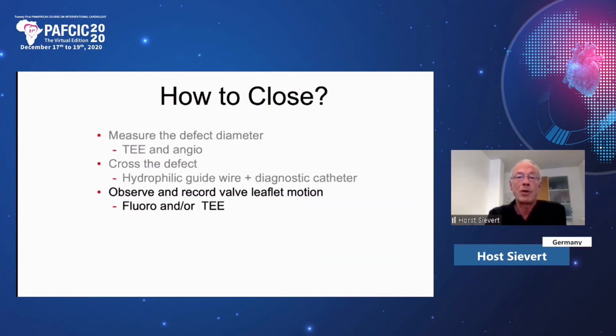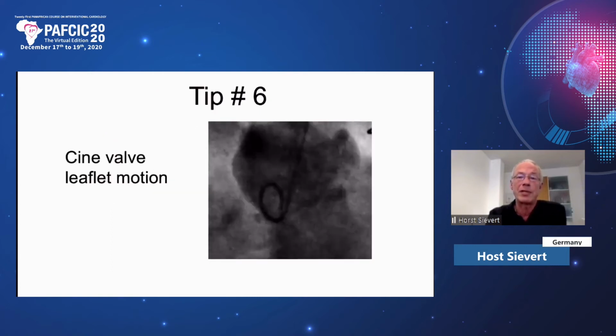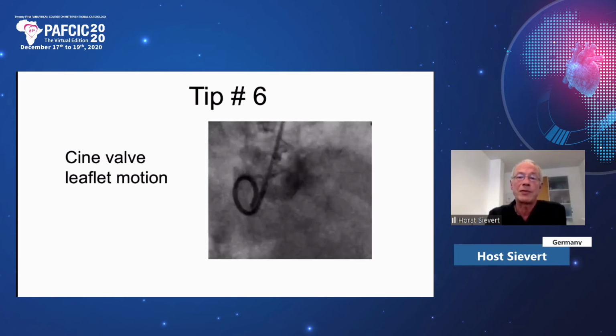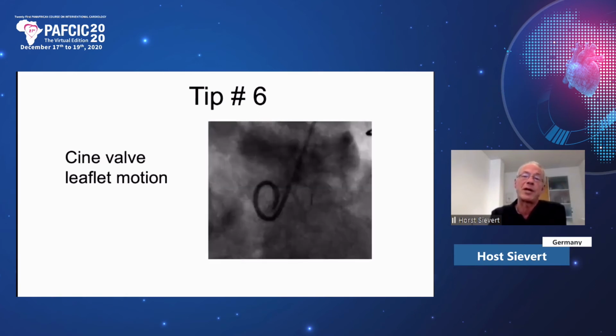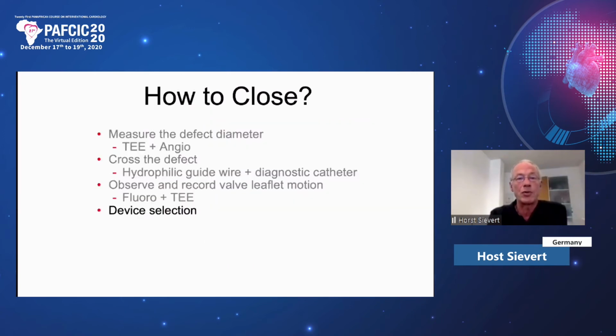Then observe and record valve leaflet motion. That is, of course, important in the mechanical valves. You should do this under fluoro and/or TEE, and I will show you an example here. This is the motion of the valves, and you have to adjust the image intensifier so that you can really see the leaflets when they open and close.